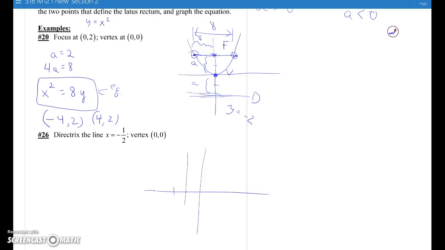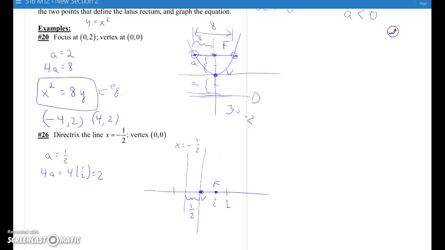So we know the directrix is the line x equals -1/2, and the vertex is at 0, 0. So again, this distance from directrix to vertex is 1/2. That's the same distance as it is from the vertex to the focus. So this is 1, and this is 1/2. So I can see that a equals 1/2. So I know that 4a equals 4 times 1/2, which is 2.